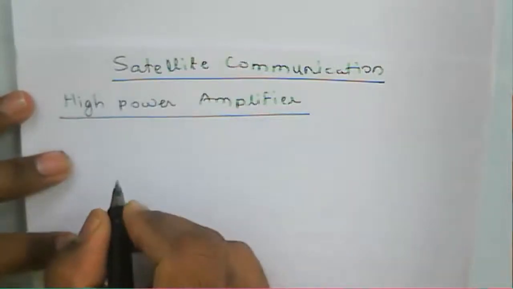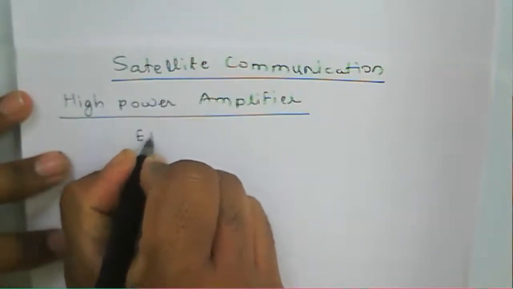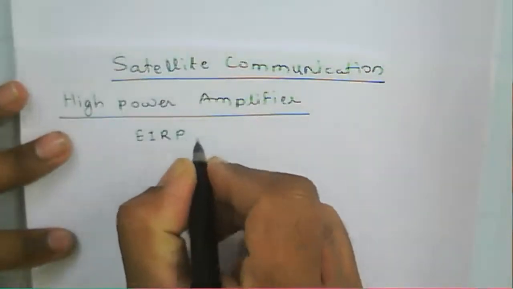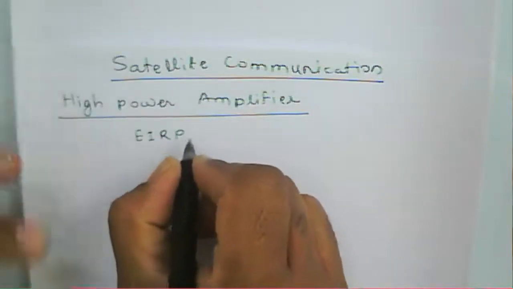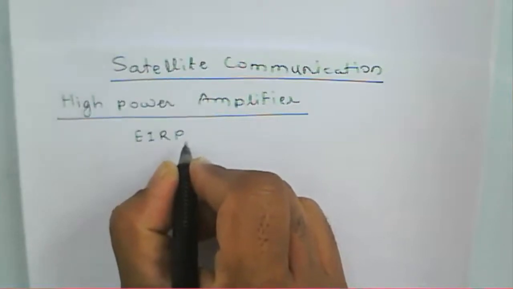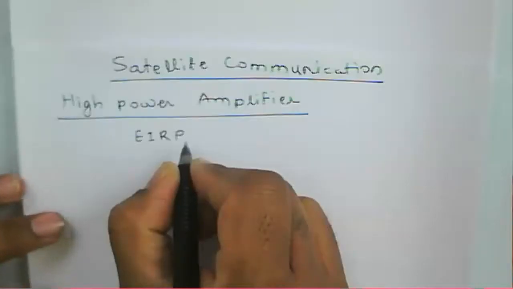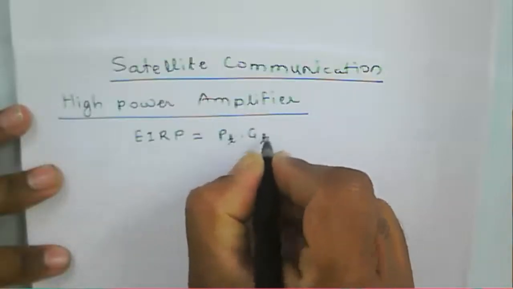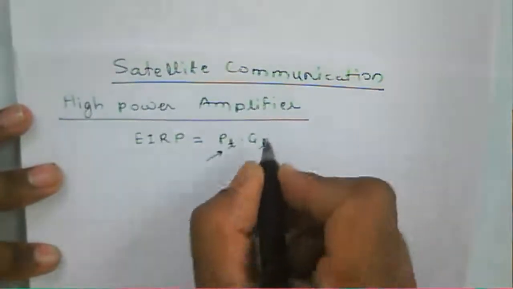Now when we transmit a signal, for the earth station we require an EIRP, that is effective isotropic radiated power, and that is the requirement of EIRP of the earth station that will transmit the signal to the satellite. If we consider that EIRP, it is nothing but the transmitted power and the gain of an antenna.